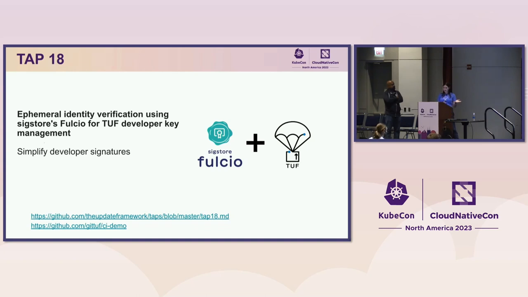And so the idea with this TAP and with Fulcio is that instead you use an ephemeral key tied to an existing identity, something like a Gmail address or your GitHub identity that you as a developer already have, and use that instead to sign your updates. So there's a lot more information about how that works in this TAP.